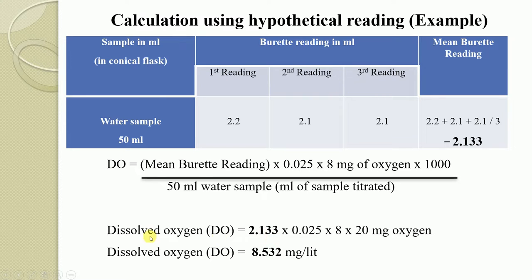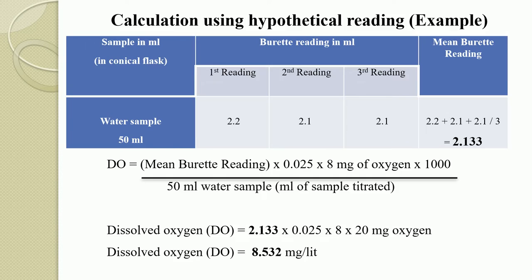So dissolved oxygen is equal to 2.133, which is the mean burette reading, into 0.025 normal, which is the concentration of the thiosulfate we have used, into 8 and into 20 milligrams of oxygen. By doing such a multiplication, you will get an answer of 8.532 milligrams per liter. So with the help of this method, you can easily calculate the amount of oxygen dissolved in a water sample from any water body.